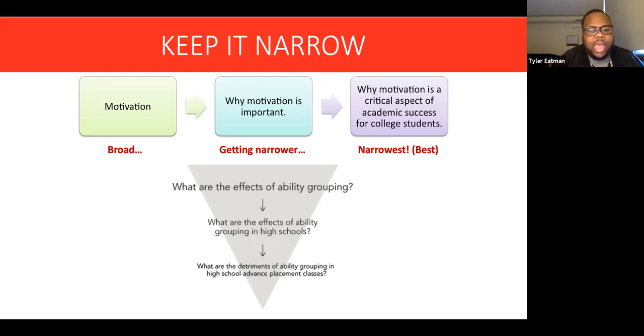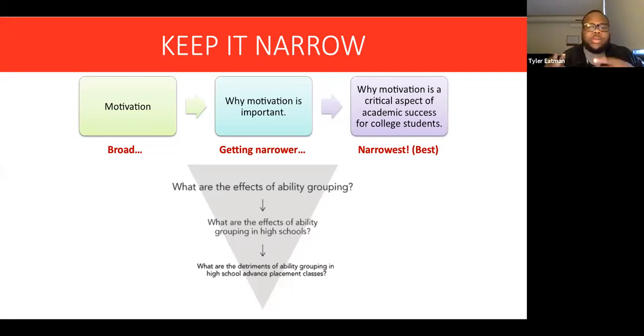And right here we have motivation, so that's our broad topic. Even though that's a good topic to have, let's make it even more narrow so we can understand what we want to talk about with motivation. In the second step, we say, why is motivation important? Okay, we're starting to get there, but we probably need to incorporate some other stuff. So next is why motivation is a critical aspect of academic success for college students. That is as narrow as you're going to get.